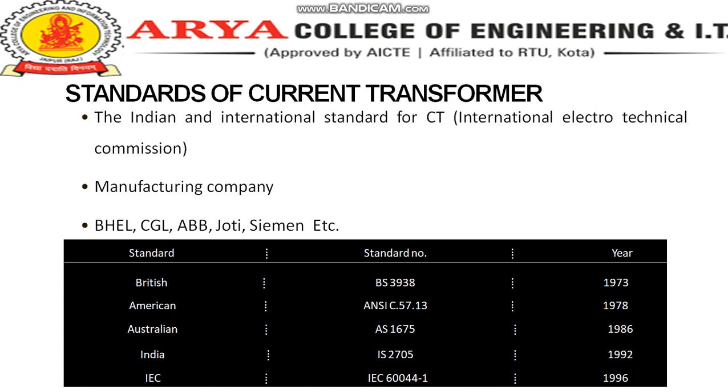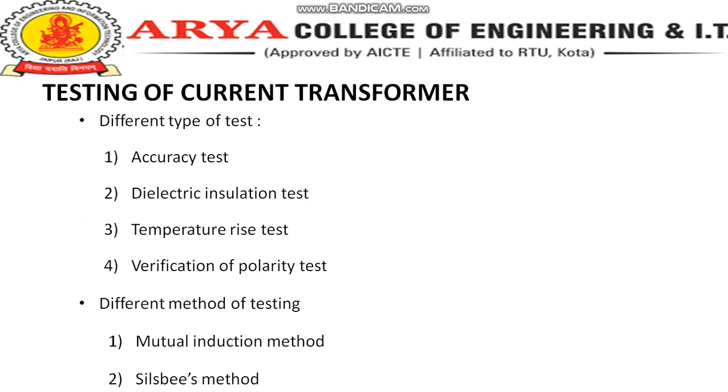Now the standards of the current transformer. The Indian and international standards for the current transformer are shown here in this table, and the manufacturing companies of current transformers are BHEL, CGL, ABB, Jyoti, Siemens, etc. Now we discuss the testing of the current transformer. There are different types of testing. First is the accuracy test, second is the dielectric insulation test, third is the temperature rise test, and the fourth is the verification of polarity test.